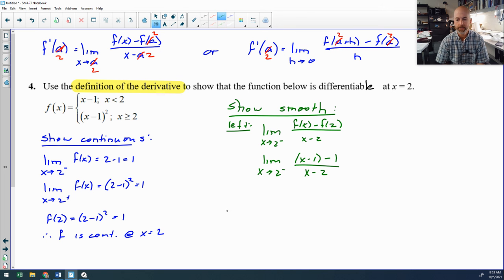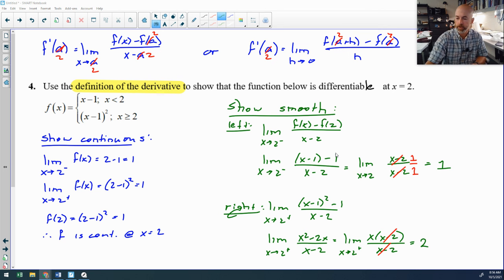And then for the right side, we're going to do the limit as x approaches 2 from the right of f of x minus f of 2 over x minus 2. The right side is x minus 1 squared. f of 2 is 1, all over x minus 2. And I'm going to pause the recording and work this out really quick. And then when I come back here in just a second, you will see that these are indeed equal.